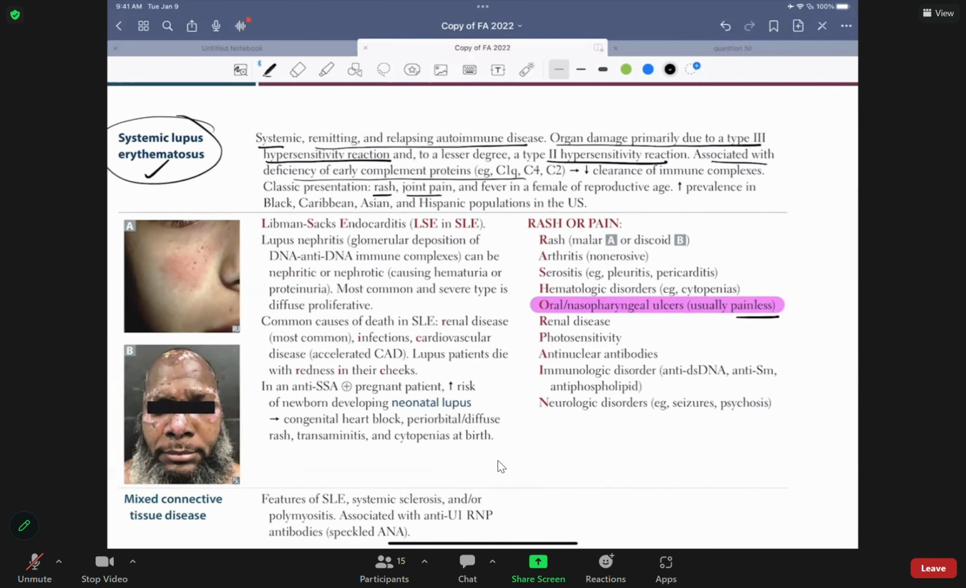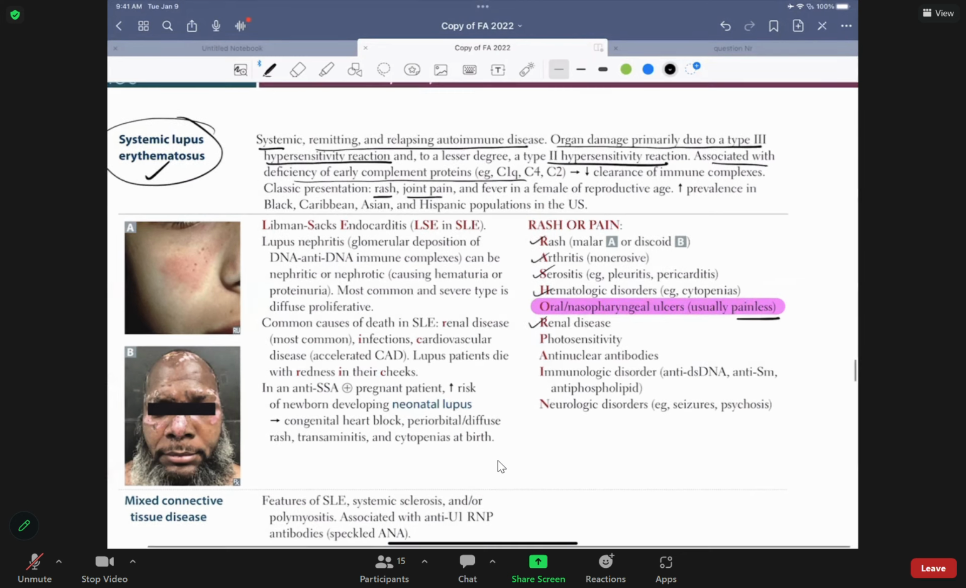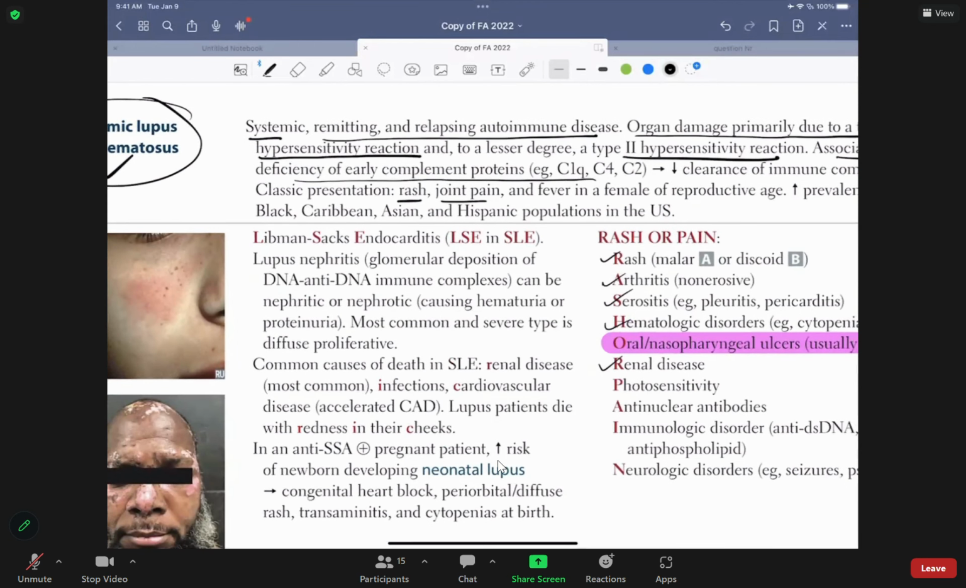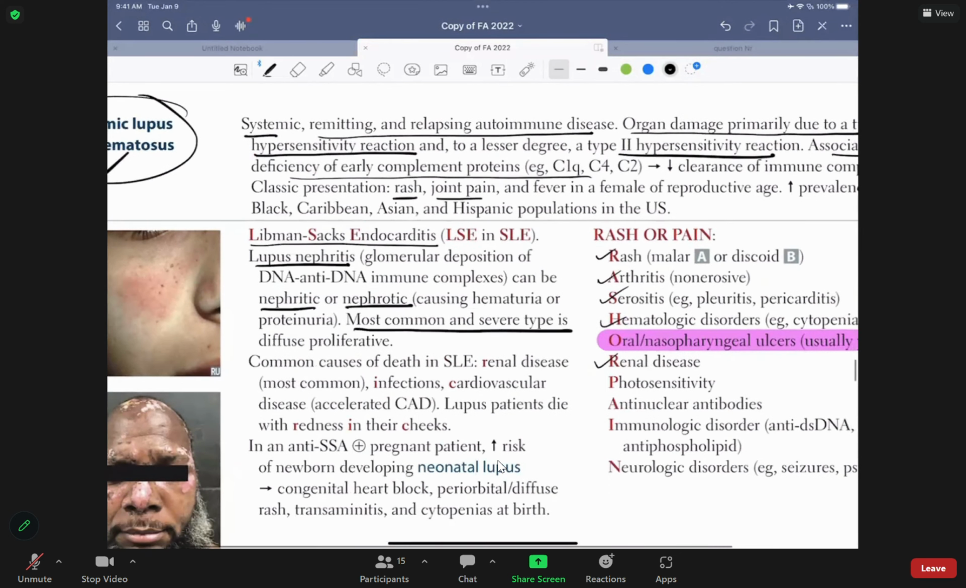Okay. Now they have rash, arthritis, psoriasis, hematological disorders, renal failure. Most common cause of death in SLE is renal failure because it could be nephrotic or nephritic. Now, we also studied these people have Libman-Sacks endocarditis. What does that mean? These are called marantic endocarditis, non-infectious endocarditis. We studied that. Non-infectious, lupus nephritis, and then you have nephritic or nephrotic syndrome. It doesn't matter. Most common and severe type is diffuse proliferative, which makes sense. Nephritic syndromes are the most severe one, folks. Are we clear? All right.